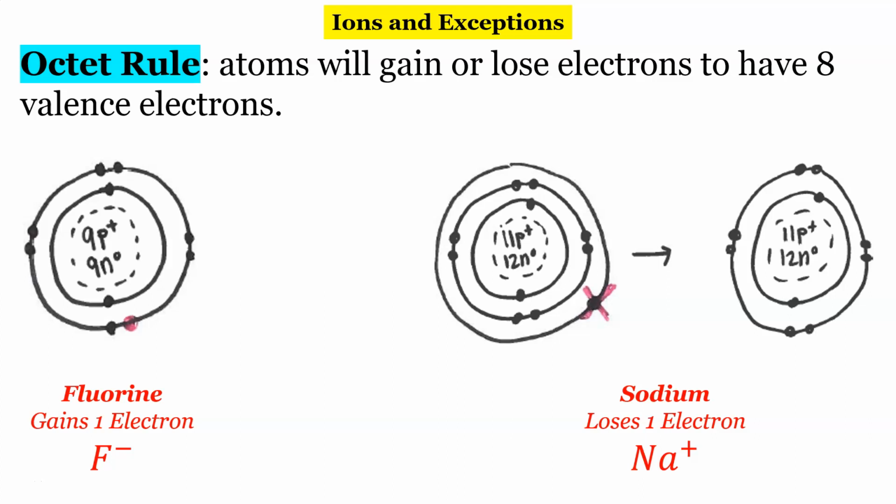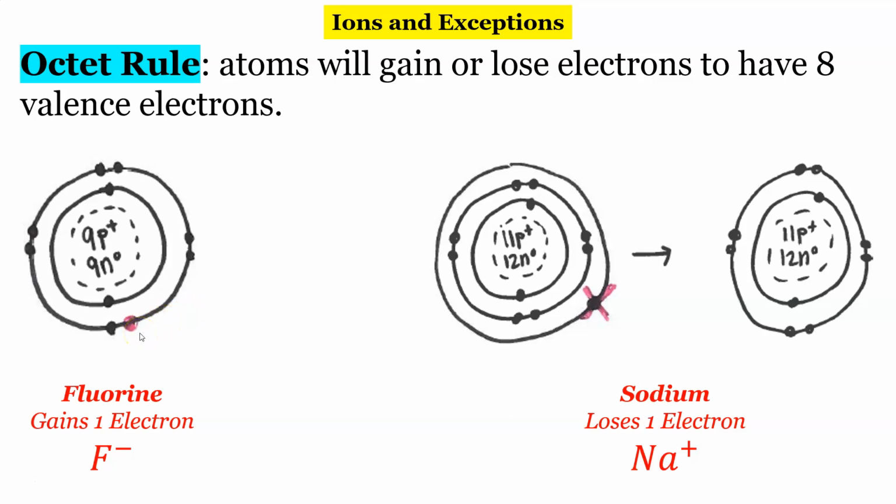In this lesson, we're going to talk about ions and some exceptions when we're talking about electron configuration. So first we're going to talk about the octet rule. The octet rule states that atoms will gain or lose electrons to have 8 valence electrons. So we have two examples here. The first one is fluorine. Fluorine has 7 valence electrons. So to get 8, fluorine is going to gain 1 valence electron in its outer shell.